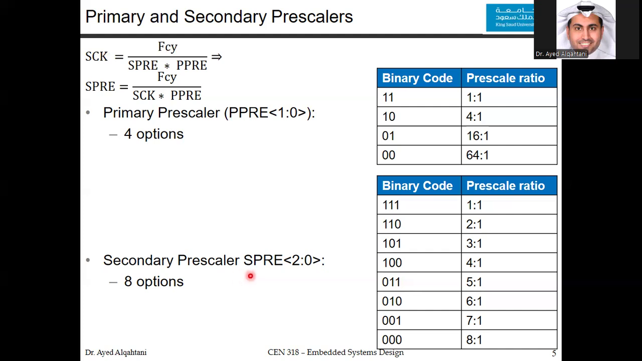For the secondary prescaler, or the SPRE, same way, but here we have 8 options, from 1,1,1 all the way to 0,0,0. Again, you count 1, 2, 3, 4, 5, 6, 7, and 8 going down. So 1,1,1 would be the ratio 1, and 0,0,0 would be the ratio 8 to 1. So what should we do when we try to find the SPRE and PPRE? Again, one equation and 2 variables. So we will assume the PPRE since it's only 4 options, and based on the PPRE, we will try to find the SPRE value.